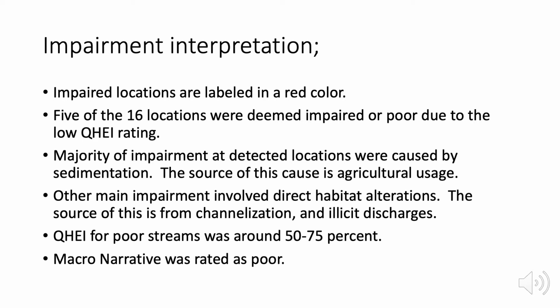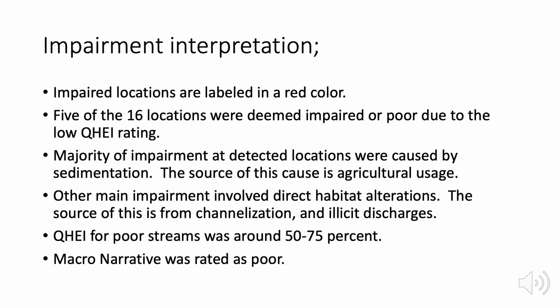So what does all this mean? Again, impaired locations are labeled in the red color. 5 of the 16 locations were deemed impaired or poor due to the low QHEI rating. So remember, when you see these scores, it is out of 100. So if you're seeing low scores, odds are your stream is going to be impaired.